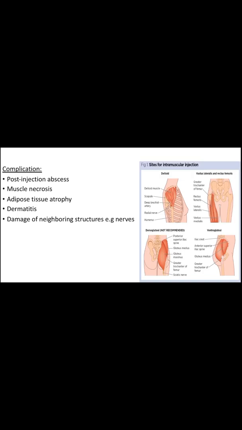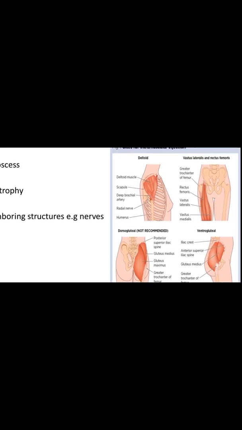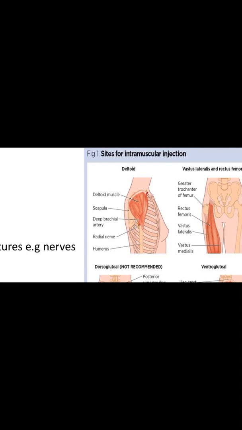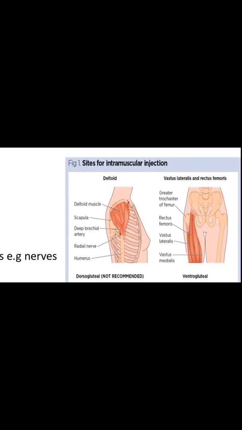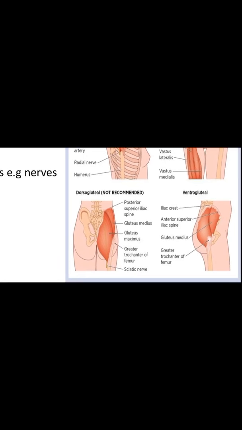An example is nerves. In this picture we can see the sites for intramuscular injection administration. Firstly, we have the deltoid muscle, which is located at the upper arm. Then we have the vastus lateralis and rectus femoris. We have the dorsogluteal region, but it is not recommended because it is quite close to the sciatic nerve and there could be damage of the sciatic nerve. We also have the ventrogluteal region.